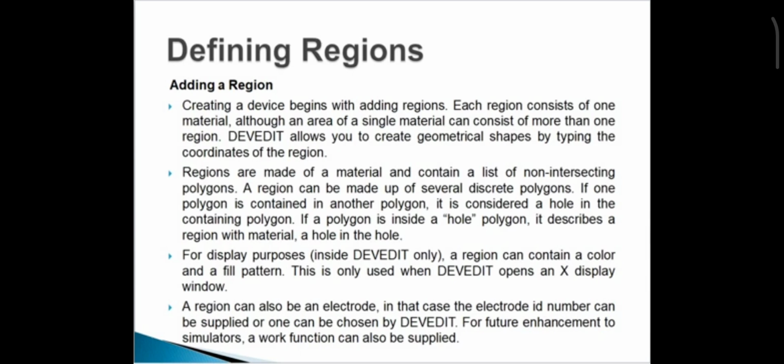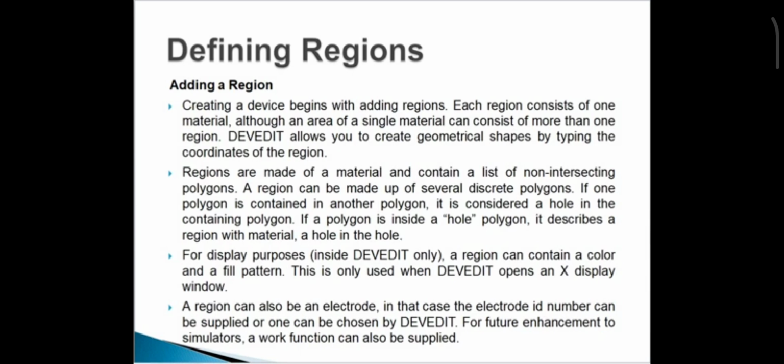Second point, regions are made of a material and contain a list of non-intersecting polygons. A region can be made of several discrete polygons. If one polygon is contained in another polygon, it is considered a hole in the containing polygon. If a polygon is inside a hole polygon, it describes a region with material, a hole in the hole. I will discuss how to assign the polygon vector in the code also.